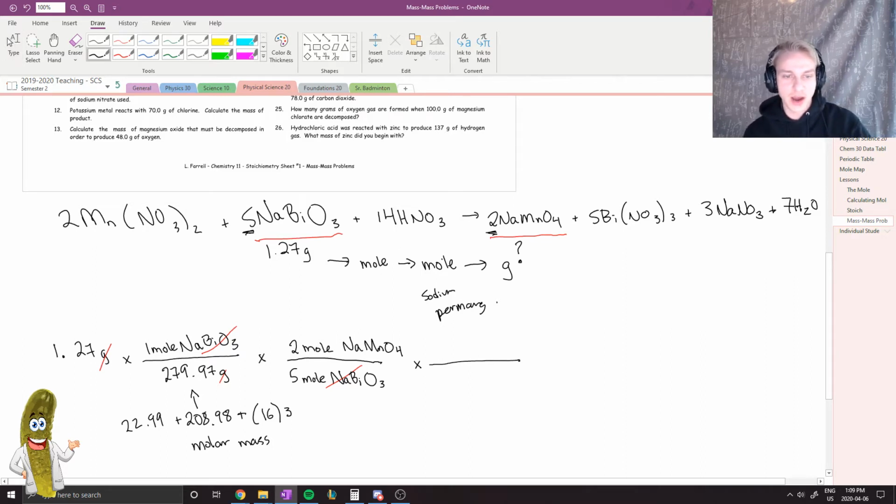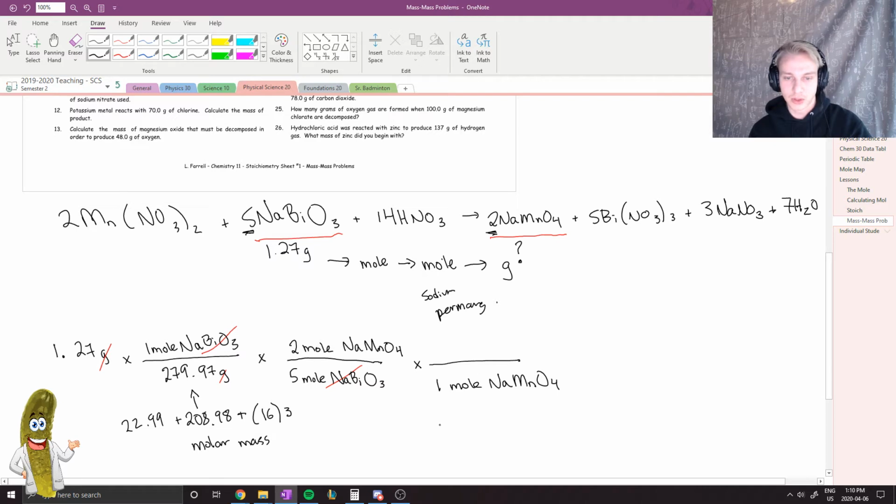Okay, so what we've done now is gone from grams of this sodium bisphosphate into moles of sodium bisphosphate, and now we're using the molar ratios to convert into grams of this sodium permanganate. So right now, the only unit I have is moles of sodium permanganate. So what I'm going to do is take the molar ratio of this, and what I need to plug in up here in the top section is the molar mass.